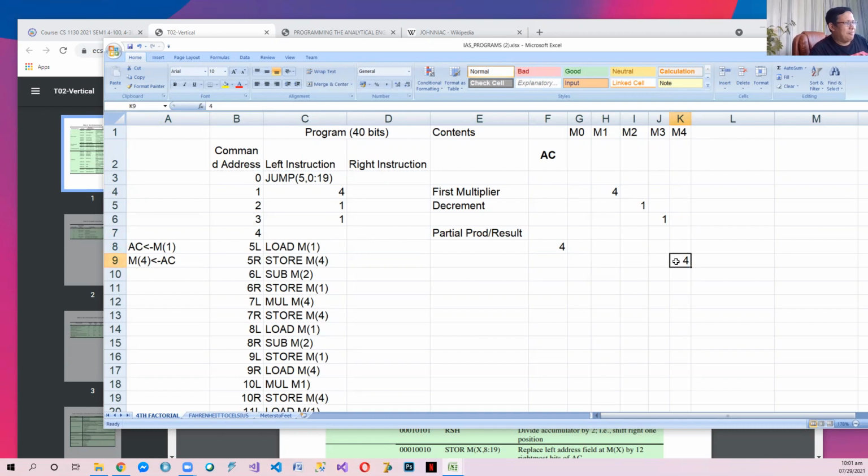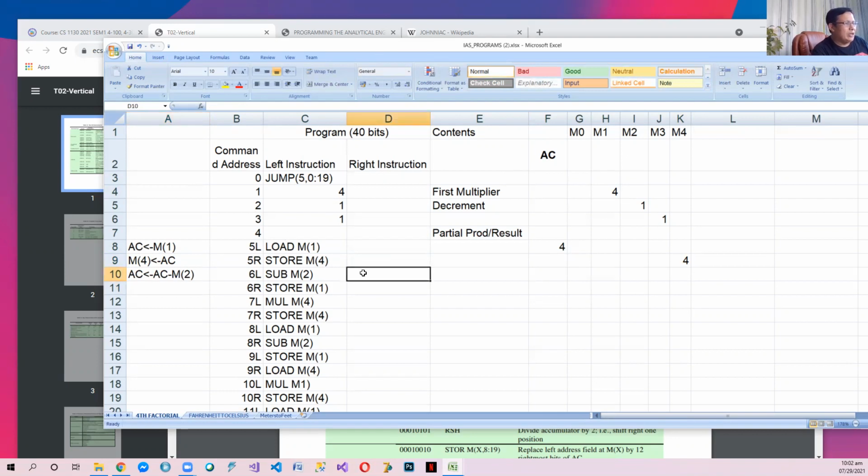Do you follow? Now, the next thing to do is, this is our initial partial product. The next thing to do is to compute for the next multiplier. Okay? We are going to subtract 1. No? So, AC, this sub M2. AC receives AC minus M of 2. Do you follow?